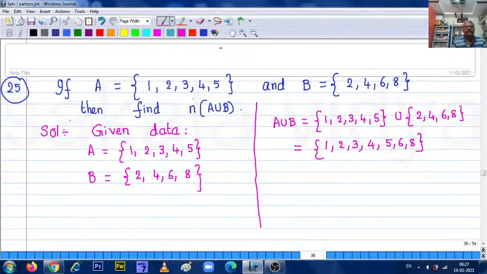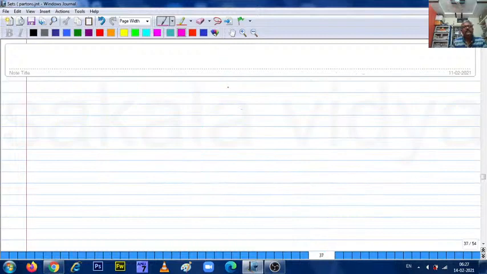It's very simple. Here we are asked n of A union B, the number of elements present in set A union B. 1, 2, 3, 4, 5, 6, 7. Seven, not more. 1, 2, 3, 4, 5, 6, 7. So therefore the cardinality of A union B, or cardinal number of A union B, n of A union B is equal to 7. This is the answer. So now shall I move to the next question?